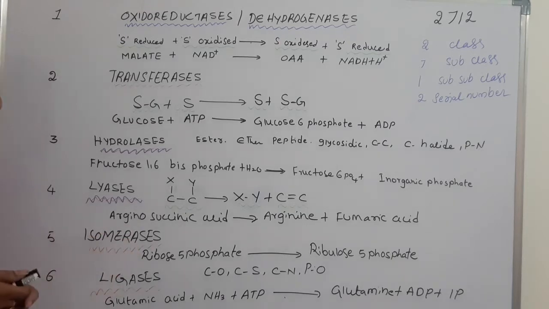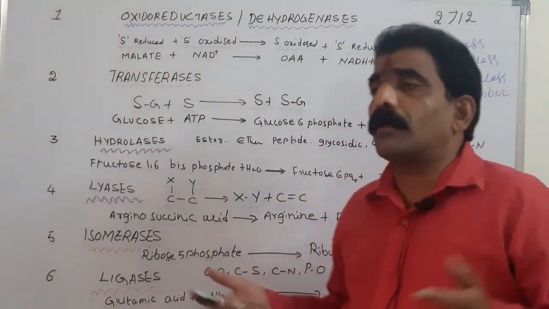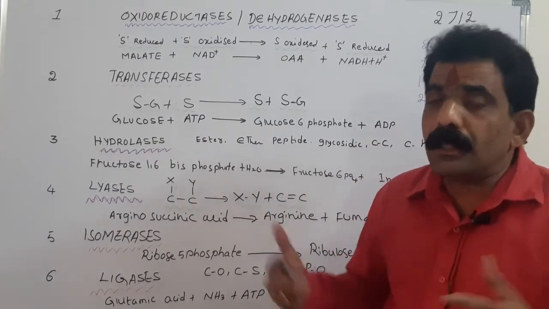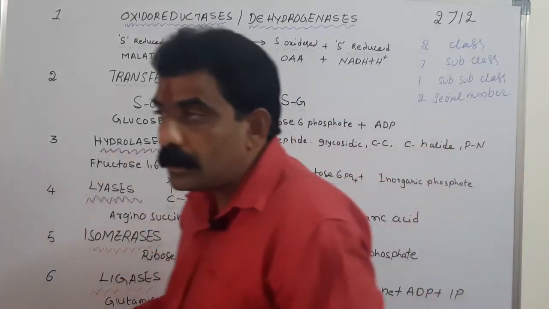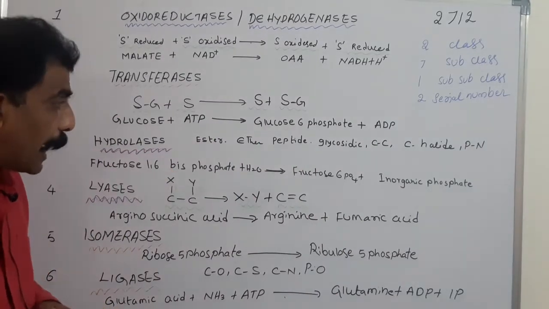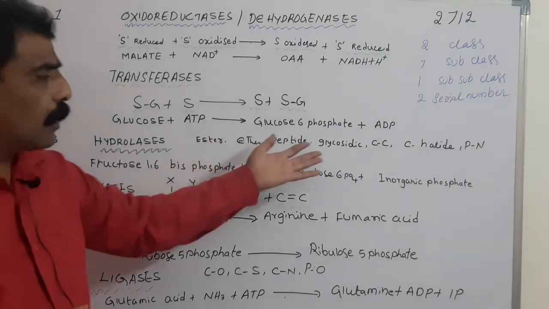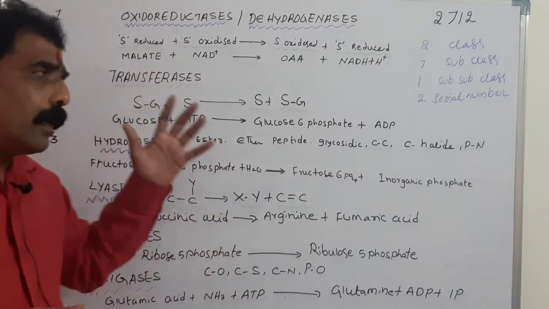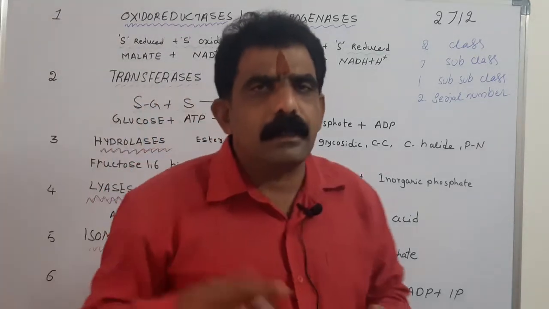Coming to the third group. What is the third class of enzymes? Hydrolases. Hydro relates to water. Hydrolases are the enzymes which are responsible for the removal of groups from substances by using water molecules. What does it mean? They hydrolyze bonds. Which bonds do they hydrolyze? They hydrolyze ester bonds, ether bonds, peptide bonds, glycosidic bonds, carbon-carbon bonds, carbon-halide bonds, and P-N bonds. So all these bonds can be hydrolyzed by these enzymes.